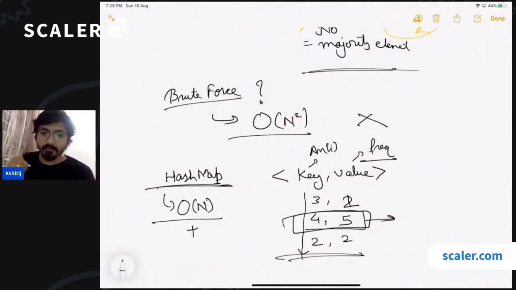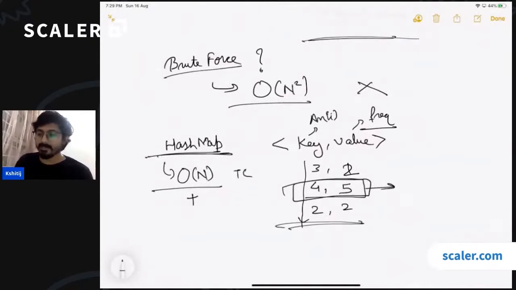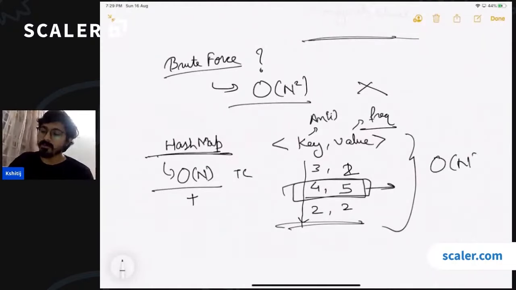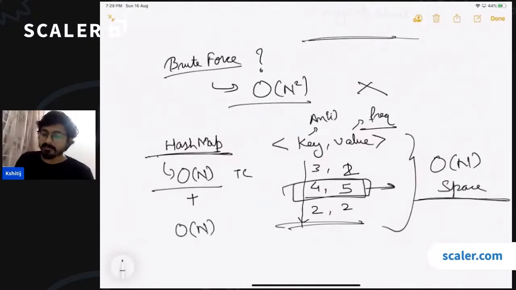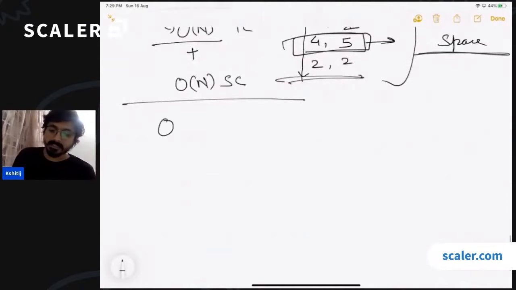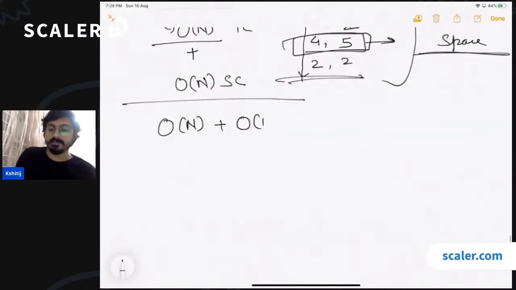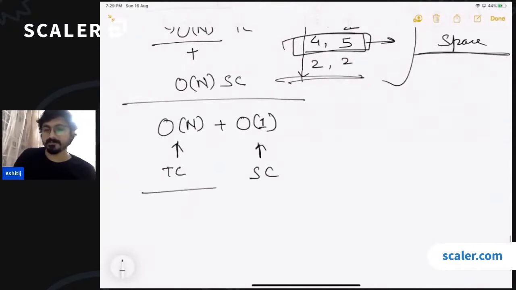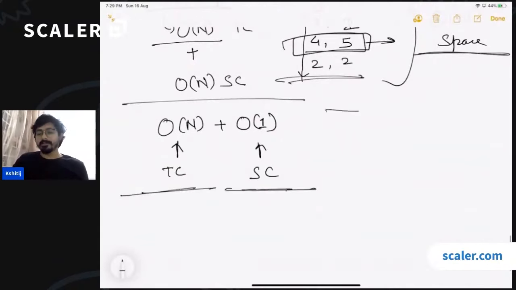What is the space complexity here? You are using a hash map which is going to cost you order n space, right? Order n time complexity plus order n space complexity. Okay. You have to solve this problem in a linear time with constant space. Okay, this has to be your time complexity, this has to be your space complexity. Is the requirement clear to everyone?